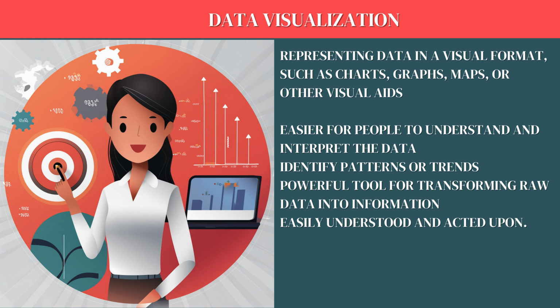The key distinction here is that data is raw, unprocessed information, while information is data that has been organized, processed, and presented in a way that makes it meaningful and actionable. It is a powerful tool for transforming raw data into information that can be easily understood and acted upon.